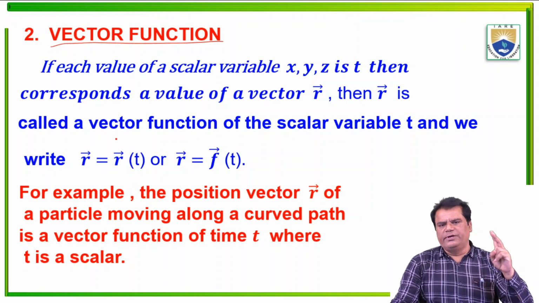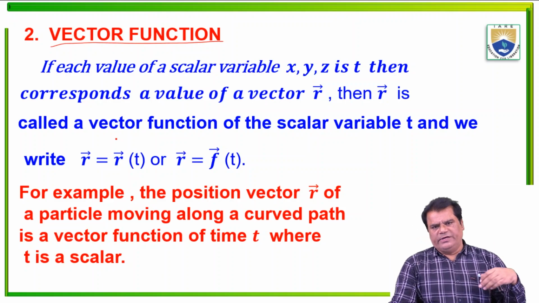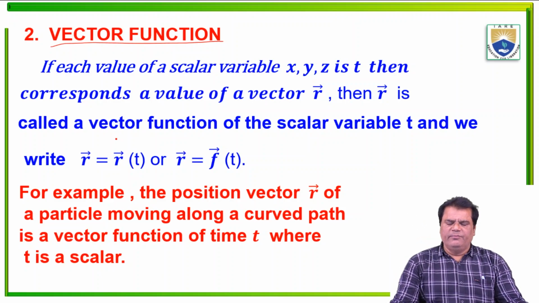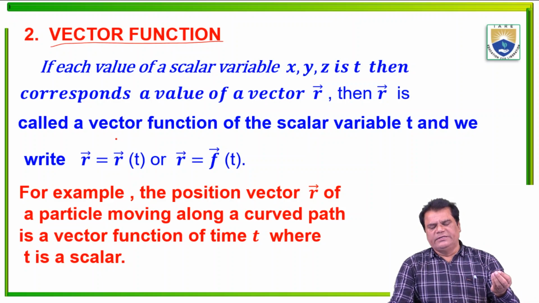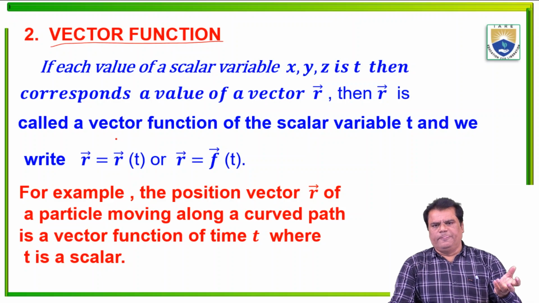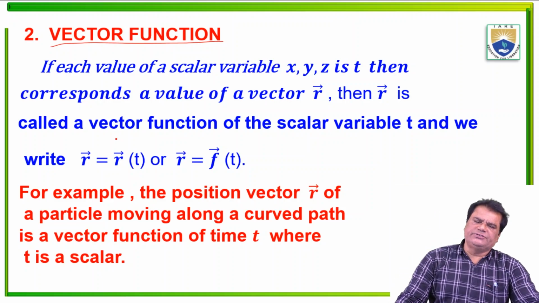So there are only two types of function. First is the scalar point function, where the value of the function is in scalar form; there will be no use of vector. And the vector point function, where the value of the function is in vector form at a given point in the three-dimensional coordinate system.